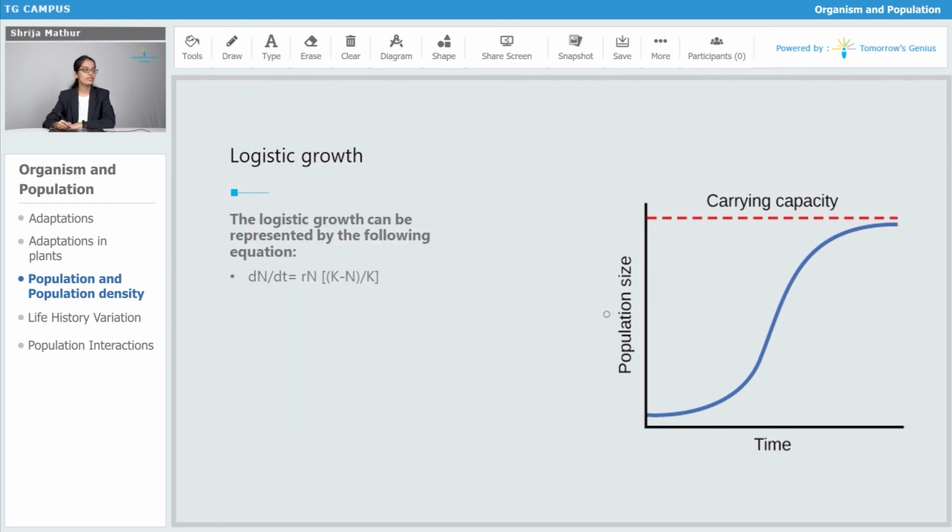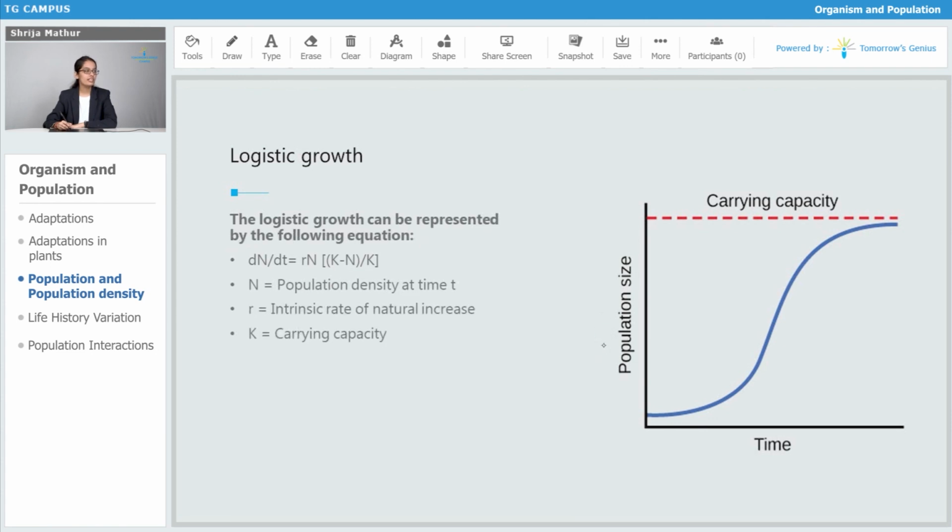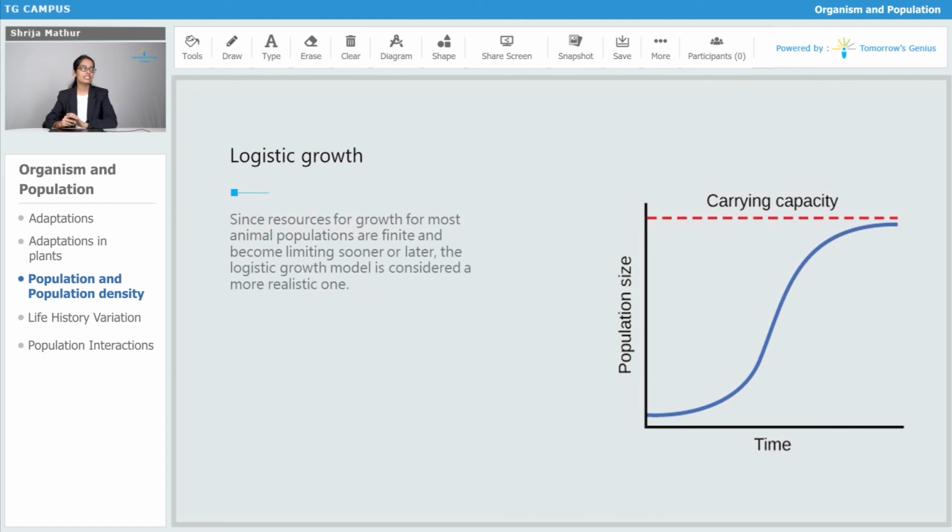So how is it represented? dN/dt = rN, similar to the exponential, where r is the intrinsic rate and N is the population size, multiplied by the bracket (K - N)/K. We also include the carrying capacity in this situation. N is the population density, r is the intrinsic rate, K is the carrying capacity. Since the resources for growth for most animals are finite and become limiting sooner or later, the logistic model is considered the more realistic one.